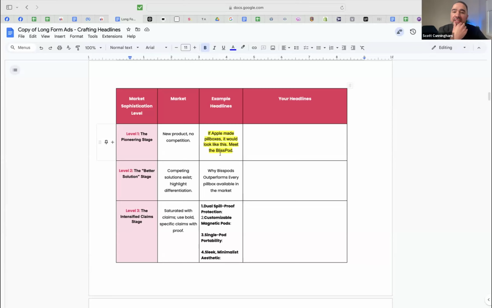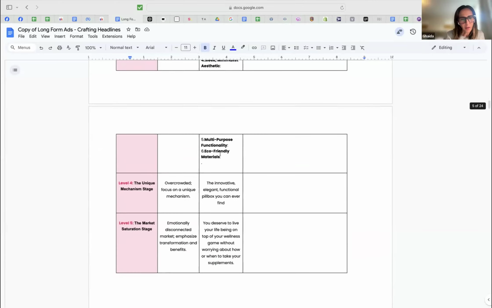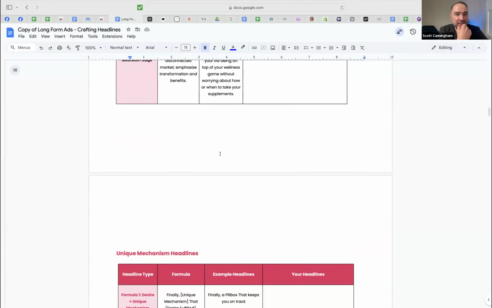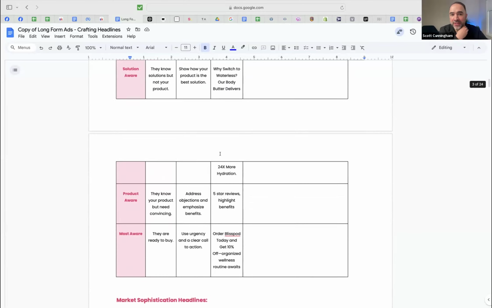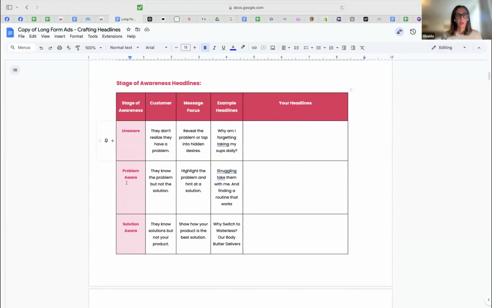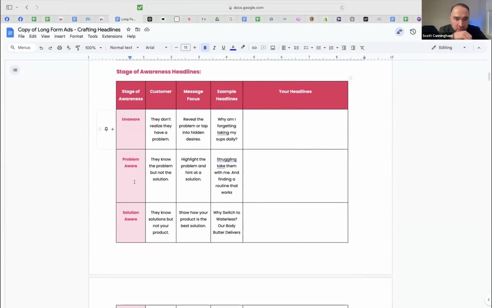Let me see the stage of awareness. Down here? At the very top, actually. Yeah, here. They're problem aware. Yes, for me, I think they're problem aware. I don't know if they think they need an Apple-level pillbox. I see what you mean.